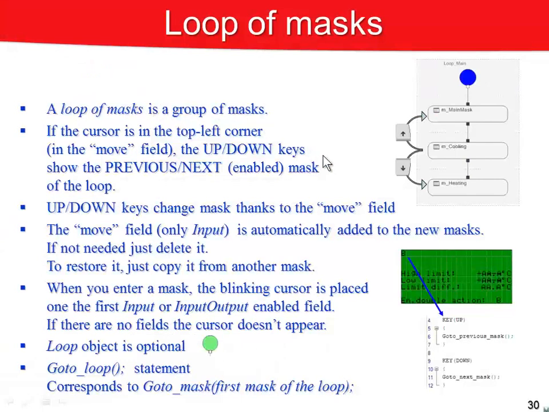In this exercise, we will create two new specific masks for the cooling and heating devices. And we will put them in the same group of the main mask. When masks are in the same group, when you press the key up and key down, you enter in the previous and the next mask of the same group. So from here, key down, key down, key down, and key up in the opposite direction.